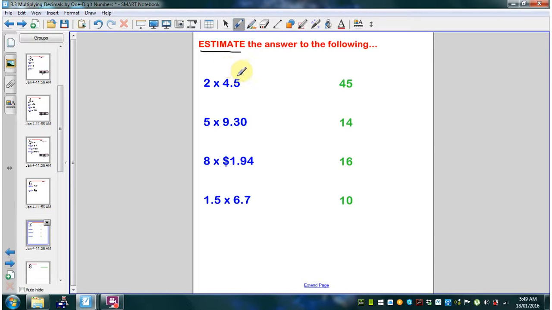So for example, I'm going to do the first one. 2 times 4.5. Well, this rounds to 5. So that's going to be 2 times 5, and 2 times 5 is 10. So I would match this up here. I want you to finish those in your exercise book. Pause the video, and when you're done, come on back, play the video, and we'll correct them.